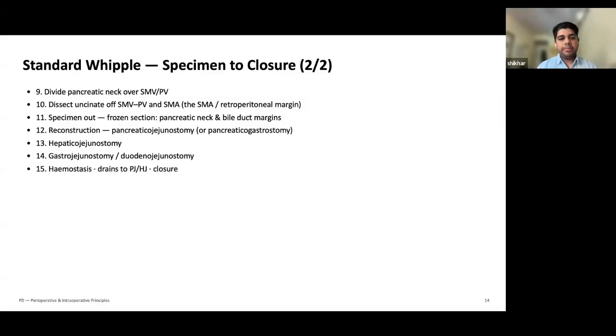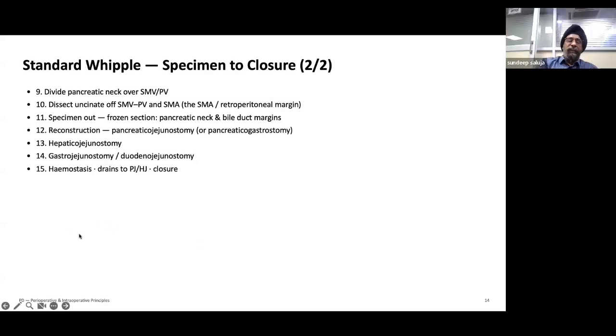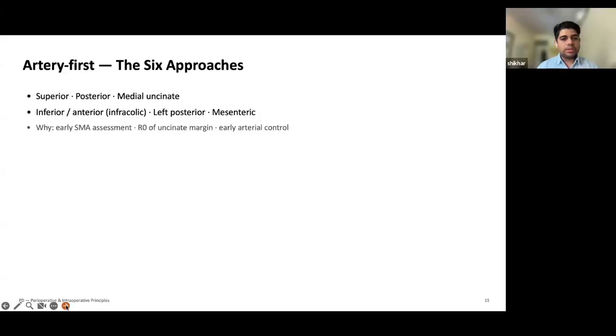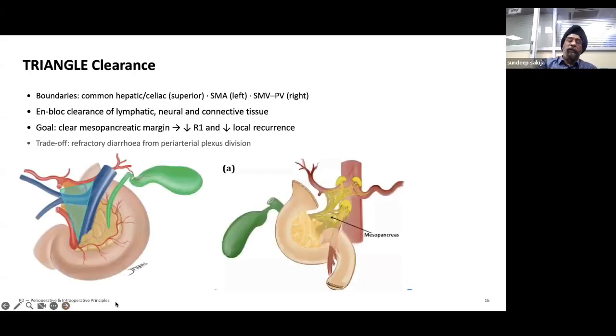Sometimes we do a feeding jejunostomy along with this, after all the reconstruction. Is there any slide further where you talk about different types of pancreatic reconstructions? Yes, sir, I have. Go to that.